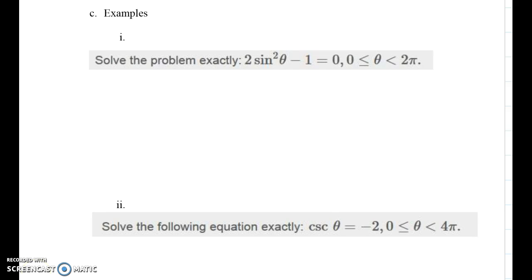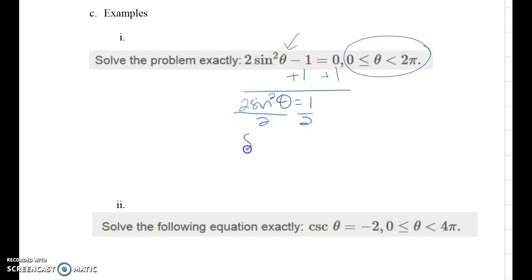So let's look at part C, and let's do some examples and see how this pans out for us. I'm going to start working here, and let me just start isolating this trig function because my goal is to get this theta completely by itself. I am going to remember that I am within the domain between 0 and 2 pi. So I get 2 sine squared theta equal to 1. Divide both sides by 2. So sine squared theta is equal to 1/2.